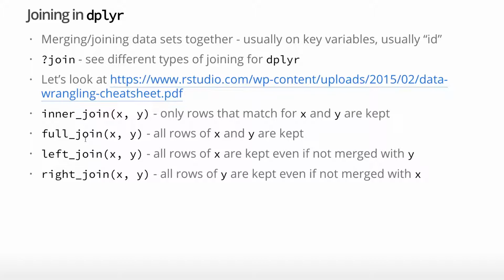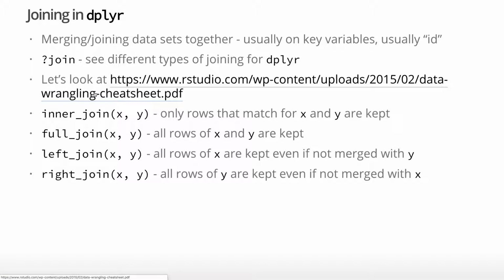For those of you that don't know SQL, this should be kind of a refresher of sorts, right? There are different types of what they call joins. In Stata, it's the merge command. In dplyr, it is a set of join commands. If you do ?join, it shows the different types of joining in R. Again, there is a cheat sheet for that. We will cover 4 of the most common.